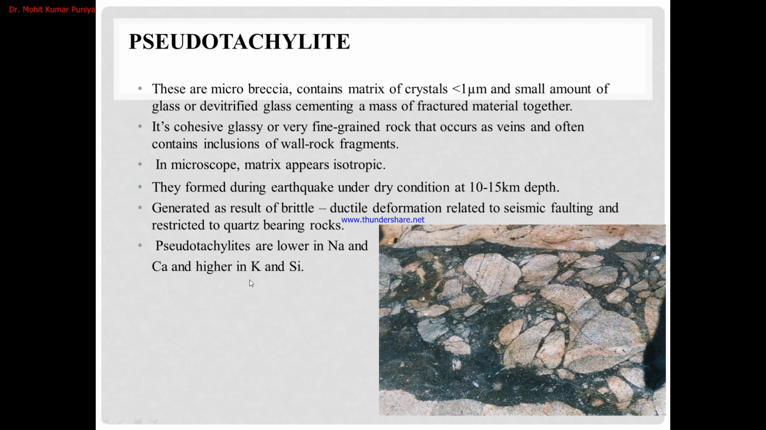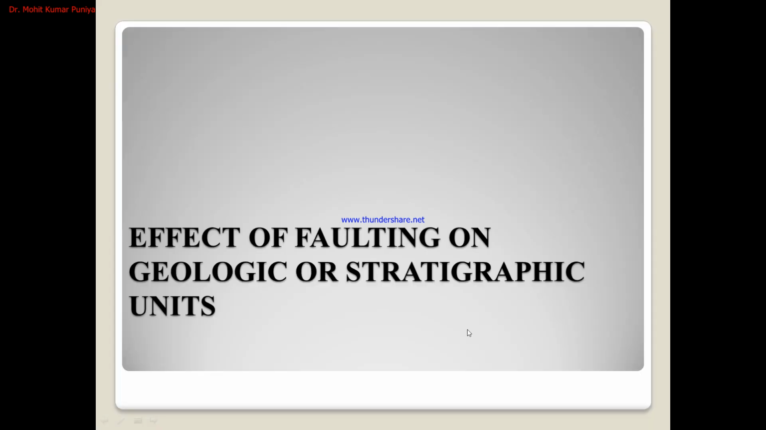Okay, then in the microscope, pseudotachylite shows isotropic behavior. If you rotate the stage of the microscope, you will get the same appearance of color throughout the rotation. So these are isotropic in nature.